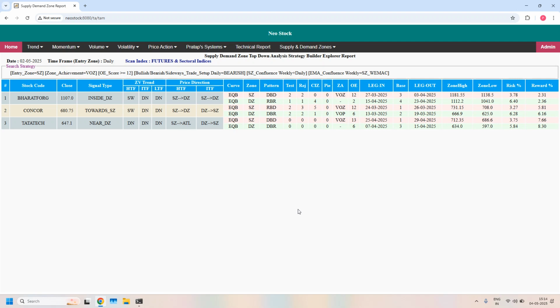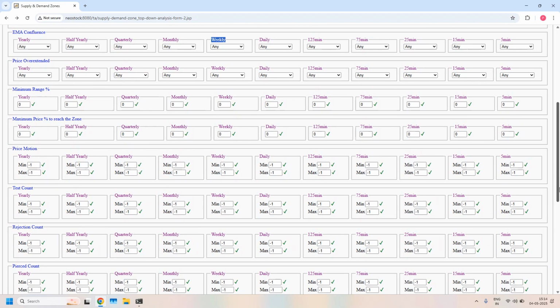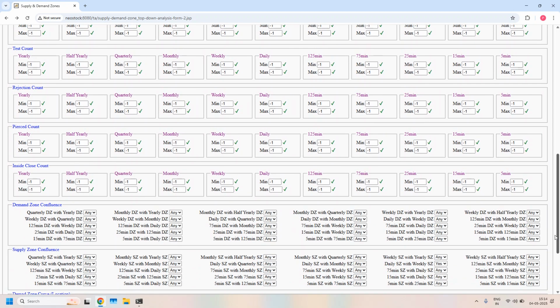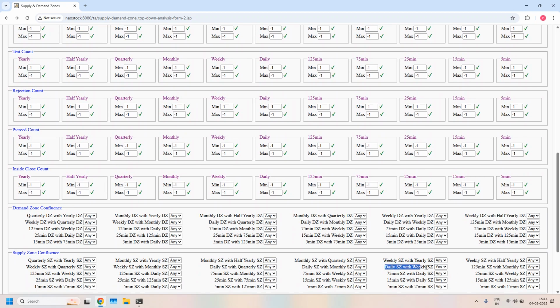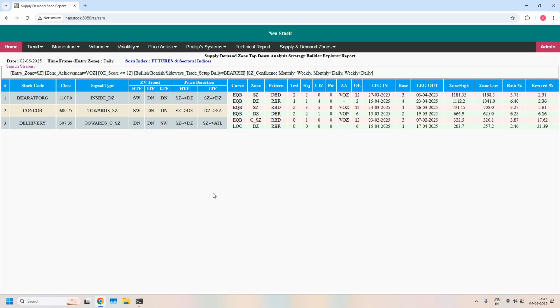Okay, next we will filter based on LTF, ITF, HTF supply zone confluence supported stocks. Daily, weekly, monthly supply zone confluence. Removing EMA filter. In the supply zone confluence, 3 filters I have to set. First filter is already enabled, that is daily with weekly. Next, daily, monthly supply zone confluence, weekly, monthly supply zone confluence. With all the 3 filters, we got 3 stocks.